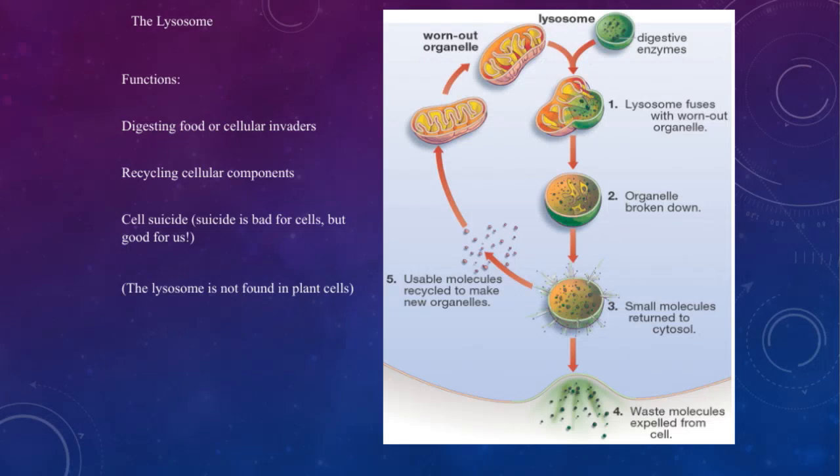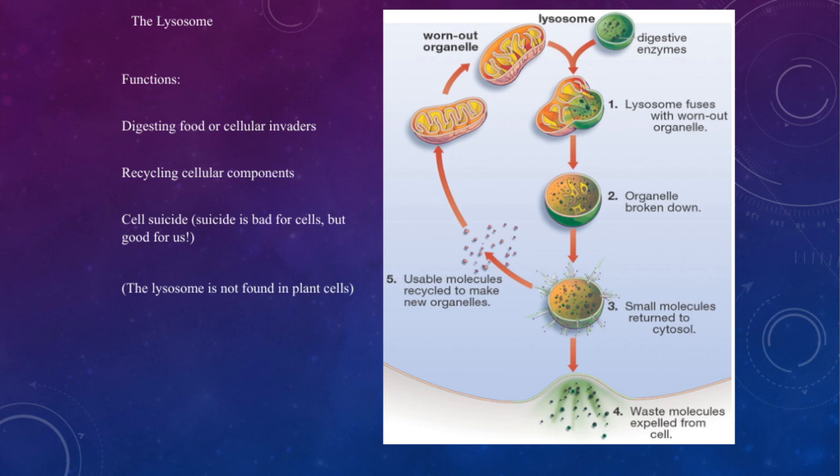Let's talk about the lysosome, which is actually not found in plant cells. Its main job is to help digest food or cellular invaders like bacteria and viruses. Think of it as the cell's recycling center and cleanup crew. It breaks down old or damaged parts of the cell so they can be reused or disposed of properly.